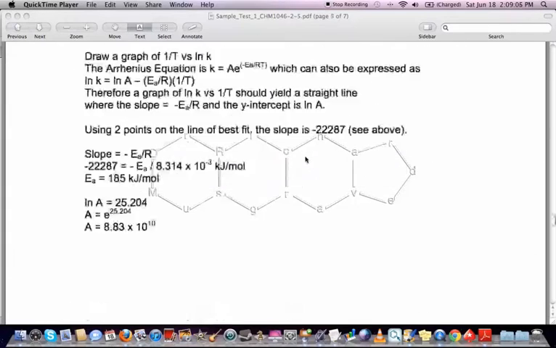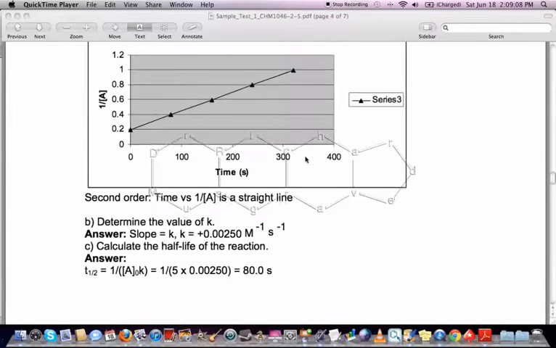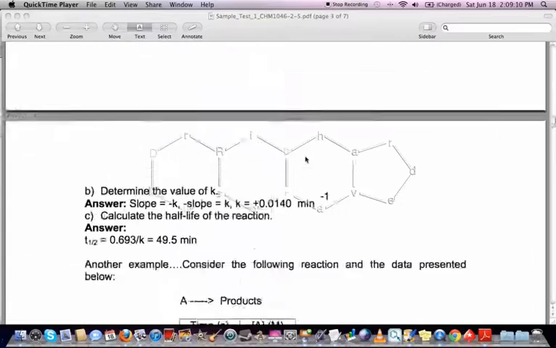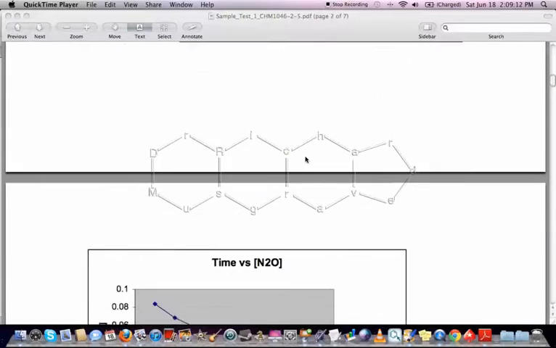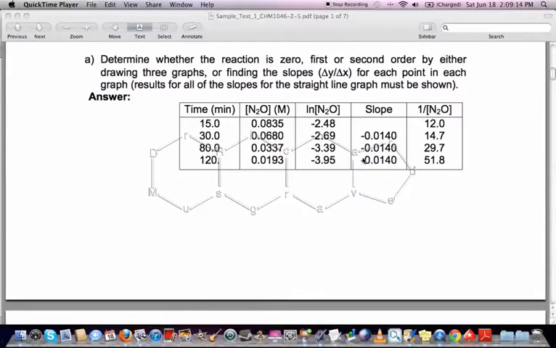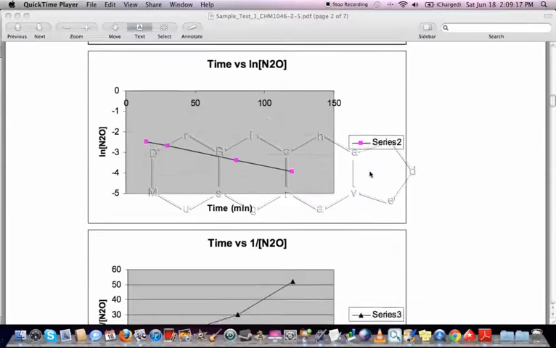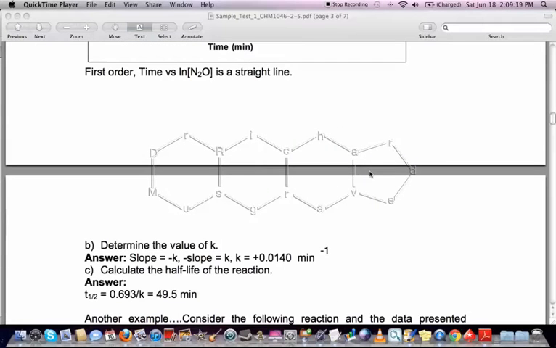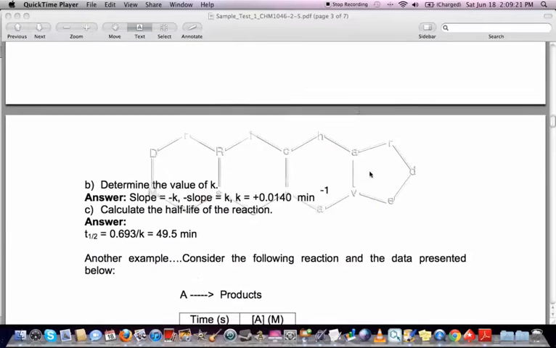In this instance, the value of slope is negative 0.0140, which we got from up here. And that means that if m is negative 0.0140, then k will be the negative of that slope, which will end up being a positive value. So even though the slope is negative, the k will end up being positive, as it will always end up being positive, and it comes out to 0.0140, and its unit is minutes to the minus 1.